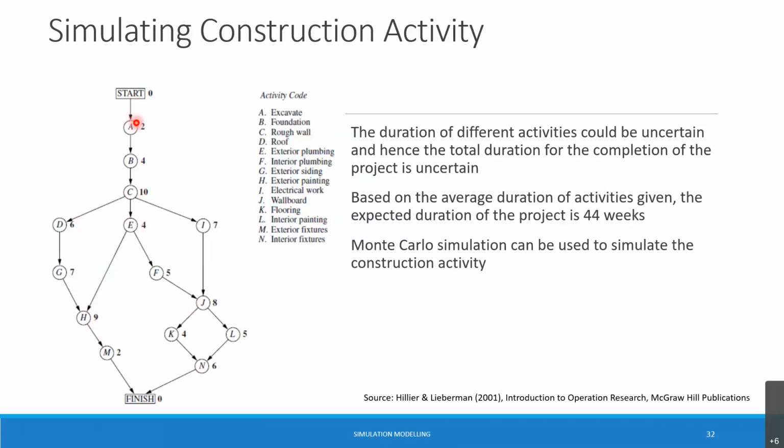Obviously, if these are all assumed uncertain, maybe based on the past experience that I have with similar construction activities, I can find out that on average it will take 2 weeks. But maybe I can find out the distribution. For example, I'll say it's normally distributed with mean equal to 2 and standard deviation equal to 0.5 weeks. And this may take 4 weeks on average and is normally distributed with a standard deviation of, let's say, 0.25 weeks.